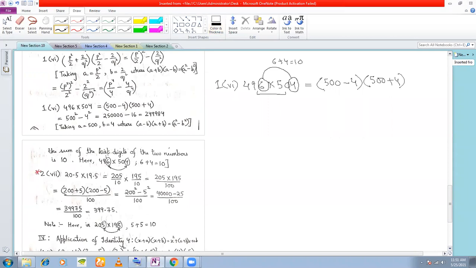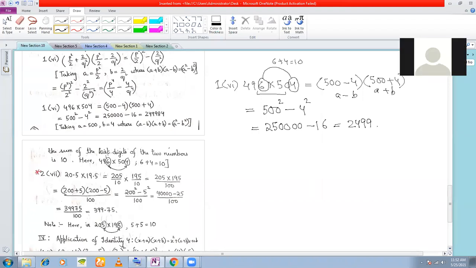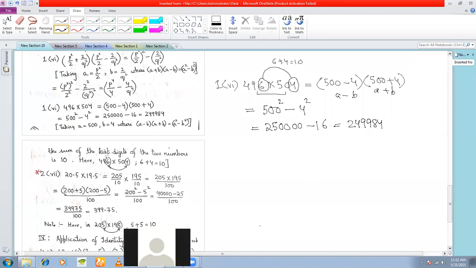Once you have done this, what form is this? It is (a plus b) into (a minus b). This is your a plus b, and this is your a minus b. You can write this as a square minus b square. Here a is 500, so a square, and b is 4, so 4 square. So this is 25 followed by 4 zeros, minus 16, and this will come to 2,49,984, and that's your answer.